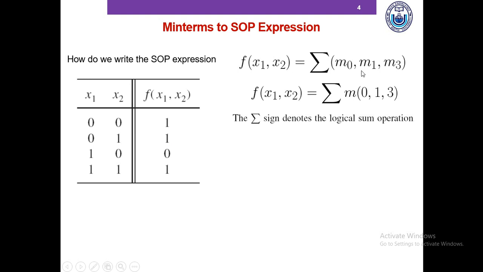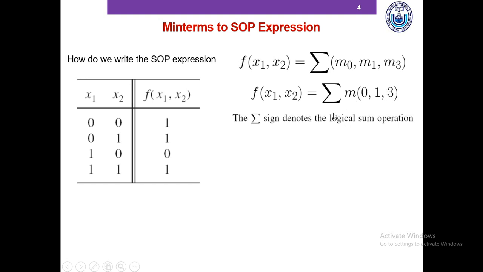So it can be written in a compact format, something like this. This sigma sign indicates the logical sum operation. Basically, we can write this function as f of x1, x2 is equal to m0 plus m1 plus m3, where the plus means the OR operation. That is why it's called the sum of products, because we're basically summing the minterms to write the expression of f. This is also another alternative notation. We can just take the m out and just write the row indices inside the parenthesis.